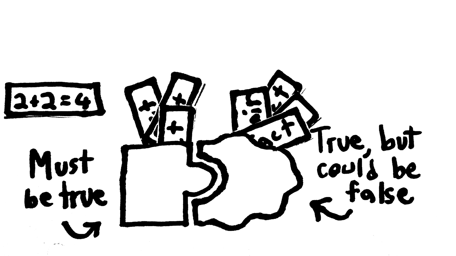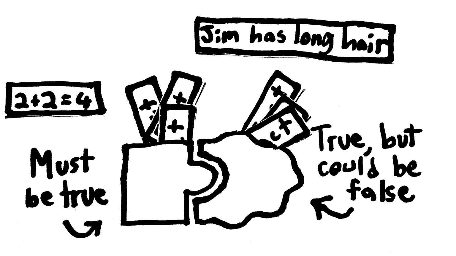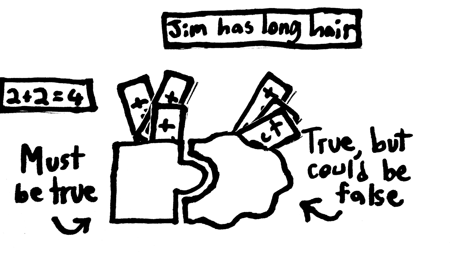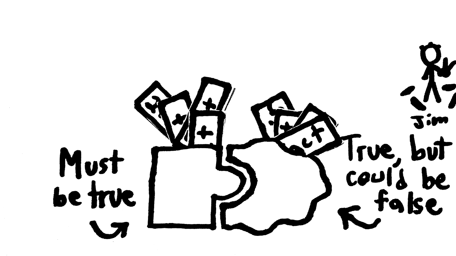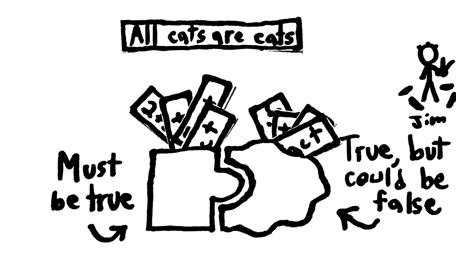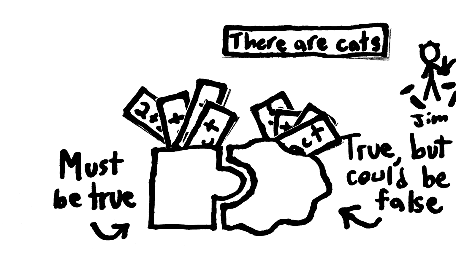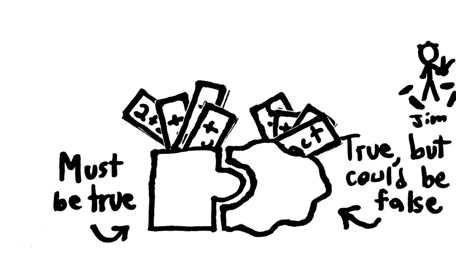2 plus 2 is 4 is a fact which must be true. No one in the whole world could make 2 plus 2 is 4 false. So it goes in the shape on the left. Jim has long hair is a true fact too. But Jim could cut his hair and make it false. So Jim has long hair goes in the shape on the right. You could think of more facts and find which shape they go in as well. Like all cats are cats. This is true and it could not have been false. So it goes in the shape on the left. There are cats is true, but could be false if all cats died, so it goes in the shape on the right, and so on.